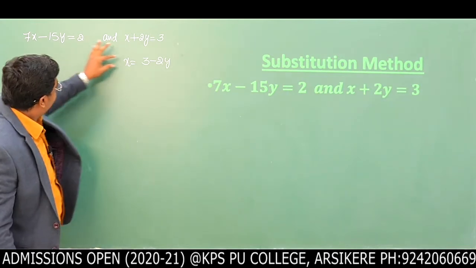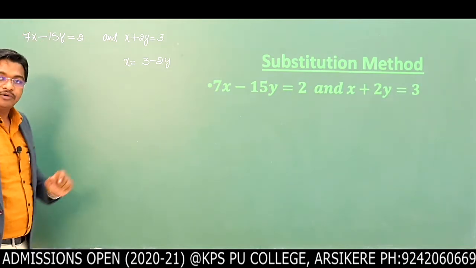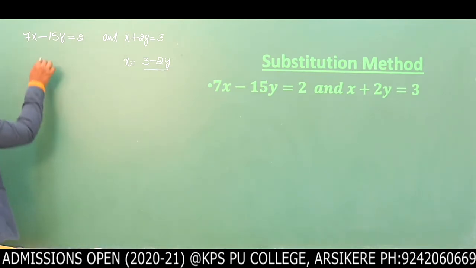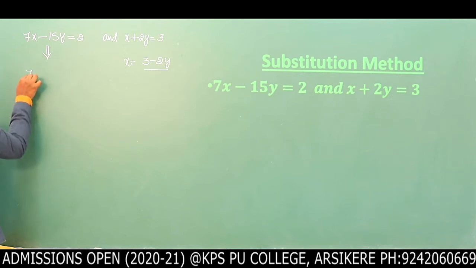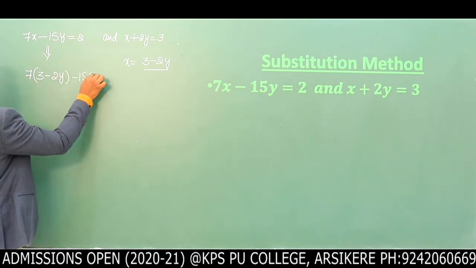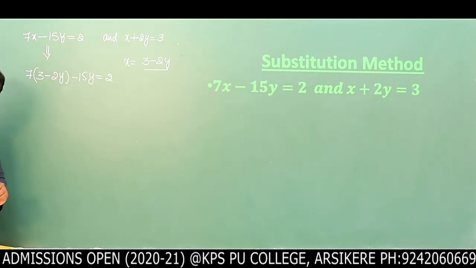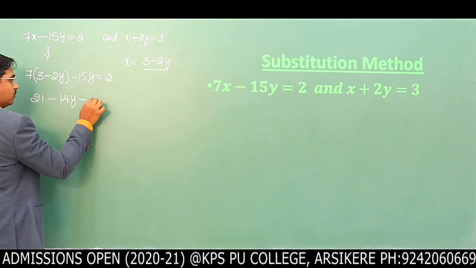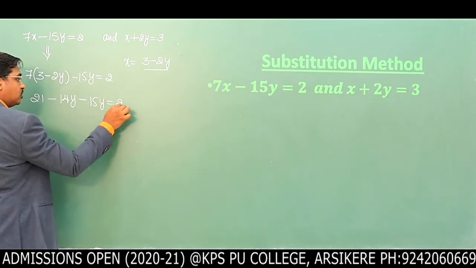We can substitute this term 3 minus 2y in the first equation. So this equation reduces to 7 into x, where x is 3 minus 2y, minus 15y is equal to 2, right? Next is simplification. So 7 3s are 21 minus 7 2s are 14 into y minus 15y is equal to 2.